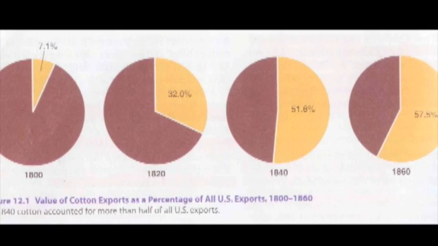Well, by the 19th century, slavery had become a truly Southern institution. Its primary crops had changed tremendously over the 19th century. In 1800, cotton was only 7.1% of the total Southern exports. But by 1860, it was 57.5% of total Southern exports. So what made cotton king?